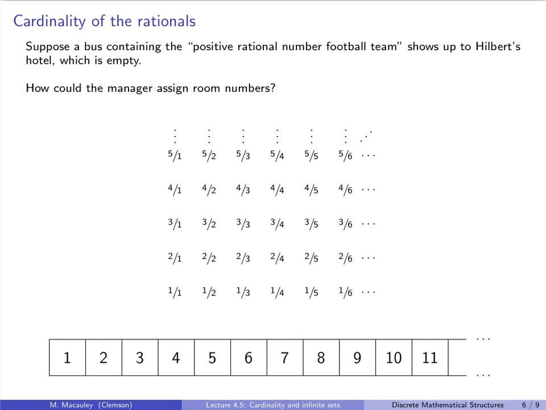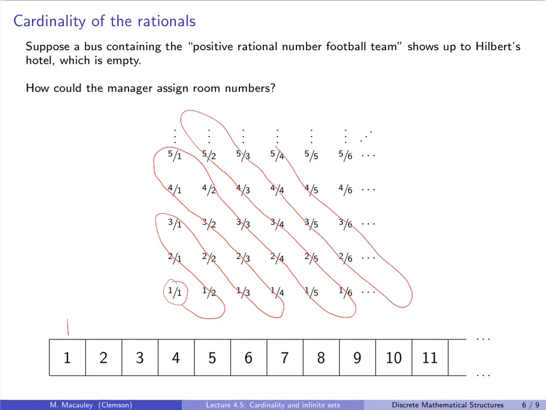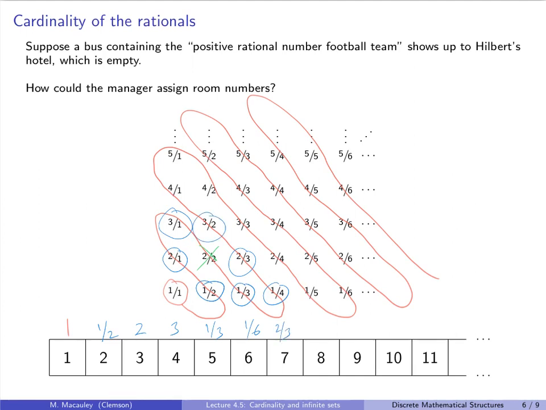The manager takes out a pen and starts at the bottom left corner and says, that's person number 1, you go in room 1. And then he does this little zigzag path through the rational numbers. And every time he encounters a rational number that he has not seen before, he calls out that person's jersey number and says, you go in the next room. So 1/2 goes in room 2. Football player with jersey 2 goes in room 3. Person with jersey number 3 goes in room 4. Let's see, we've seen 2 over 2, so let's ignore that. 1/3 goes in room 5. 1/4 goes in room 6. 2/3 goes in room 7. 3/2 goes in room 8.